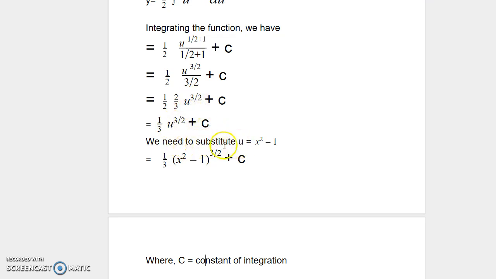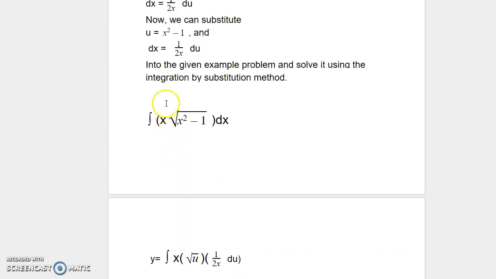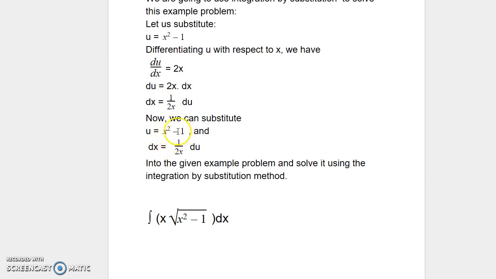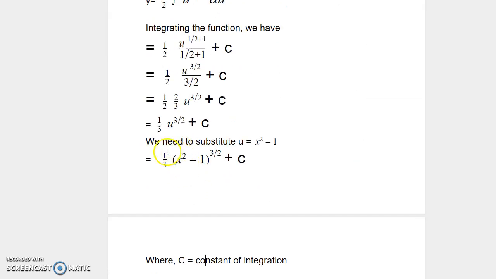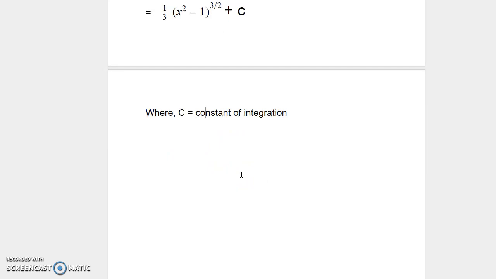So we need to substitute u as equal to x squared minus 1, and that's what we started to say here. Wherever we see u, we're going to substitute x squared minus 1. So therefore, here we have 1 over 3. Instead of u, I'm going to substitute x squared minus 1, the whole thing raised to the power of 3 over 2 plus c, where c is a constant of integration. This is how we're going to use the integration by substitution method to solve example problems.